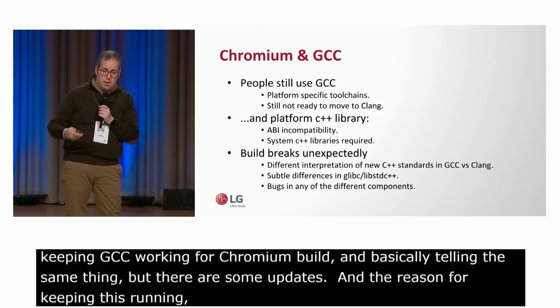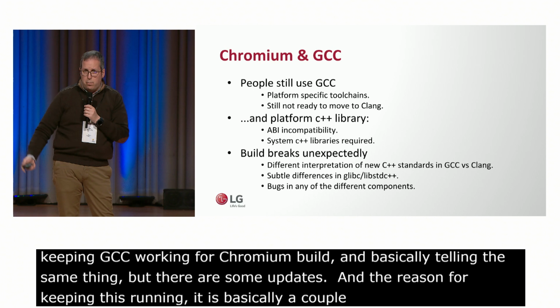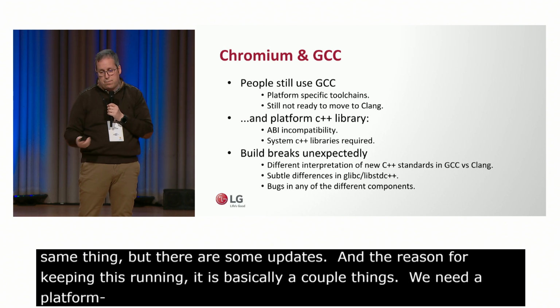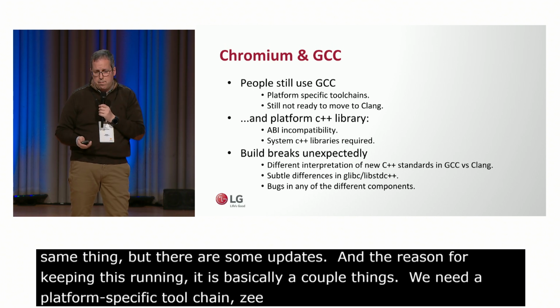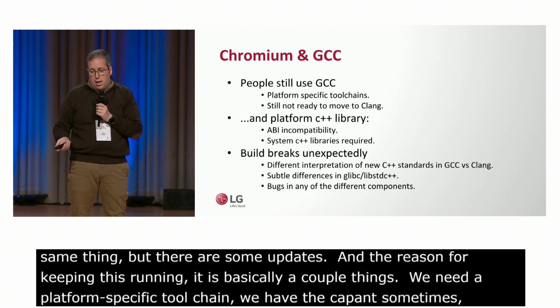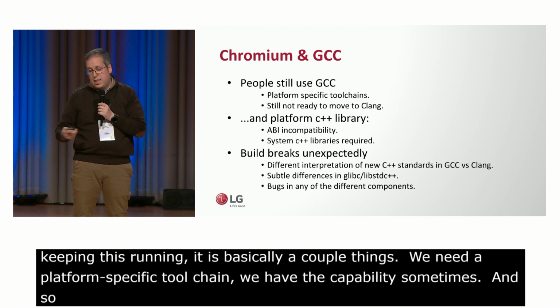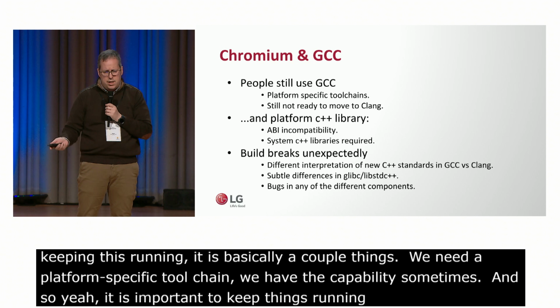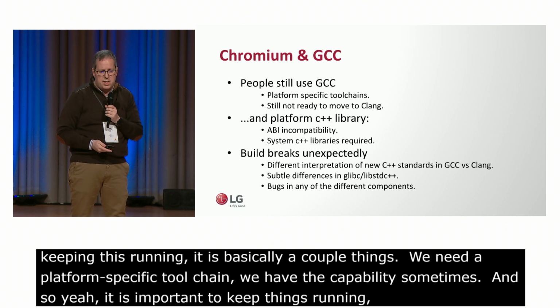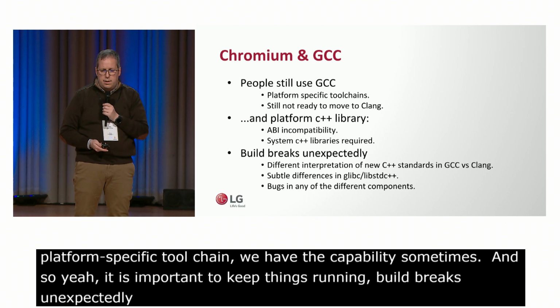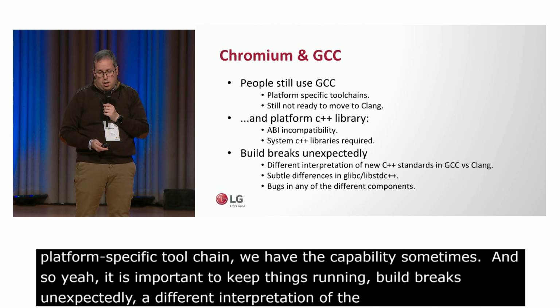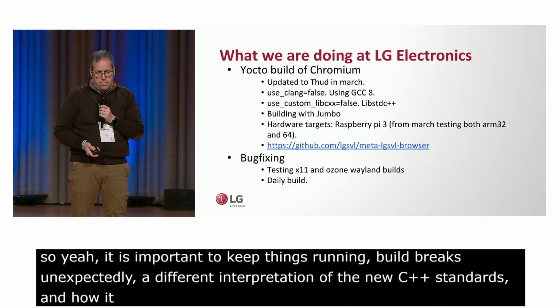One is that we need platform-specific toolchains. We sometimes have incompatibility with system platform libraries. So it's important to keep things running, and the build breaks unexpectedly because of different interpretations of the C++ standard, differences in how the C++ library works, and bugs, of course.